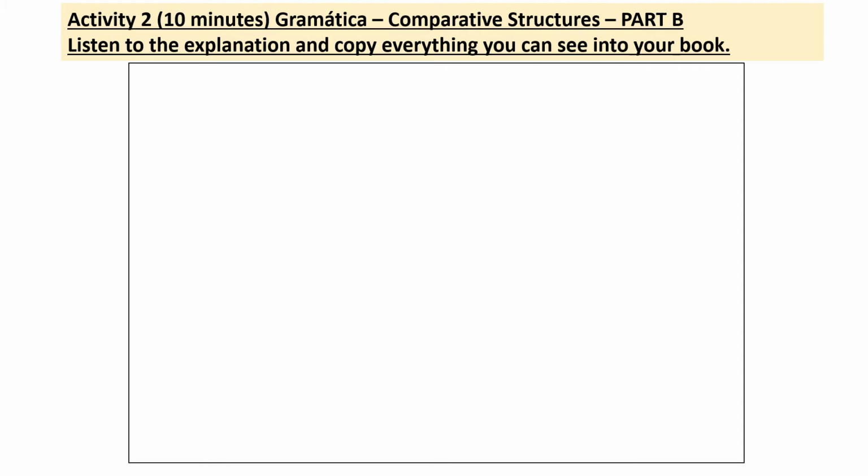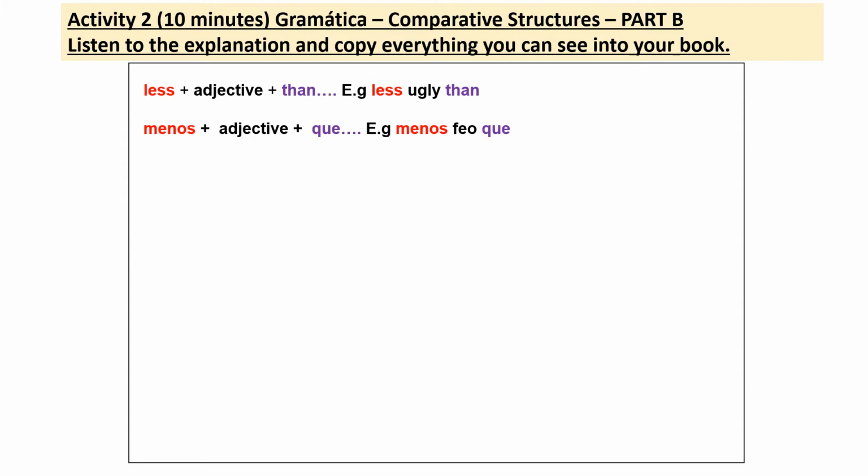Okay, so part B, let's have a look at how we would say in English, less something than. If you want to say less something than, you say less plus the adjective plus than. For example, less ugly than. How would we say this in Spanish? You would say menos, adjective, plus que. For example, menos feo que.